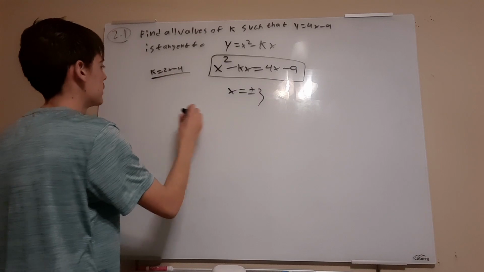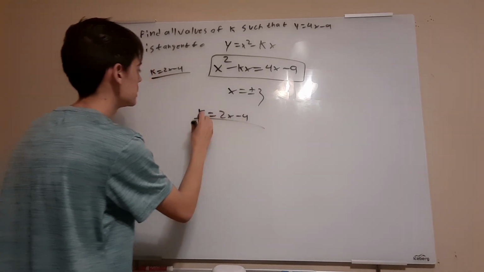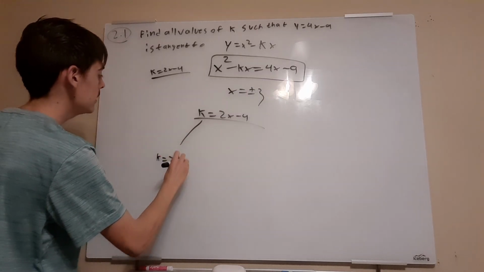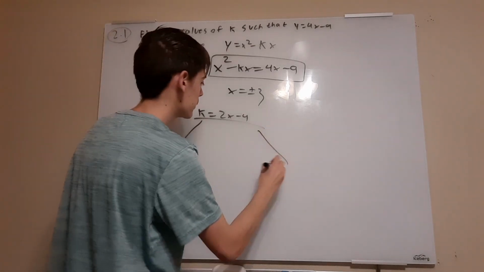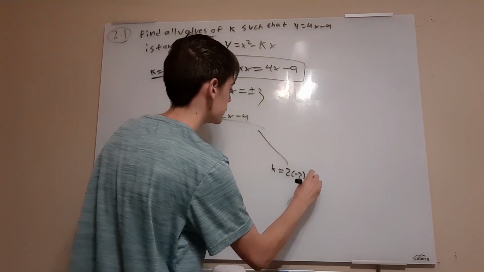Let's plug that into here. So k equals 2x minus 4. If we do it this way, we will have k equals 2 times 3 minus 4. And for our other one, it will be k equals 2 times negative 3 minus 4.